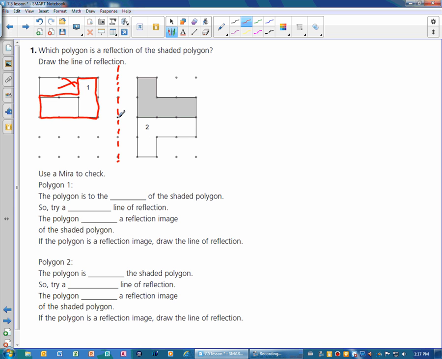All right, number 2, the reflection line would have to be here. And absolutely, this would end up here. It's 2 spaces away. That would end up there, and that would end up there. So example 2 is yes, it is.